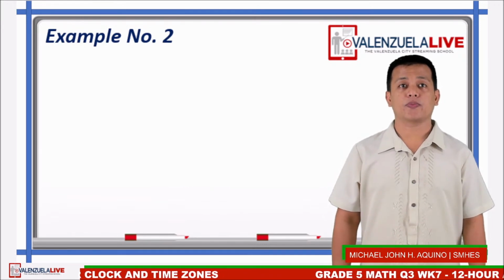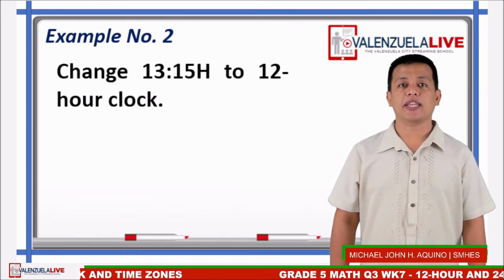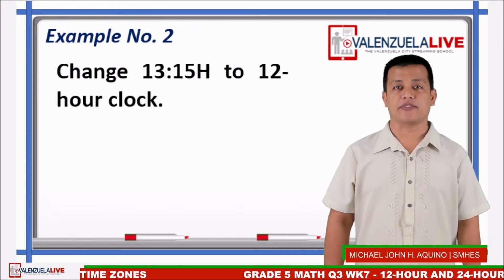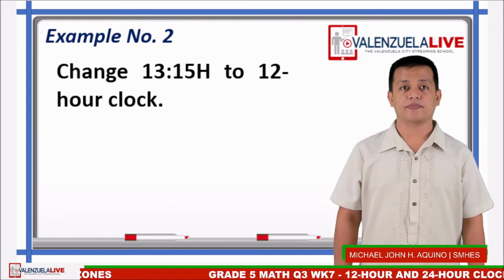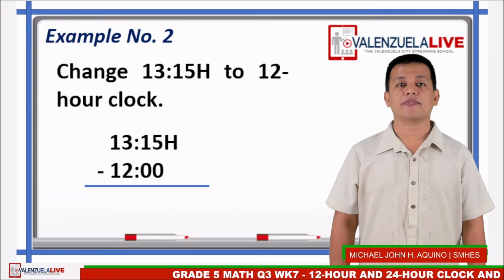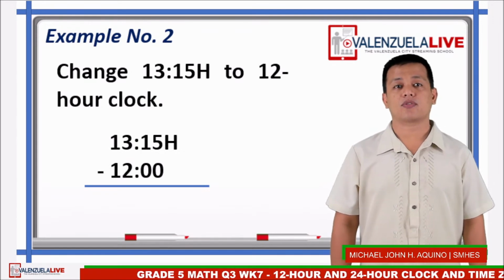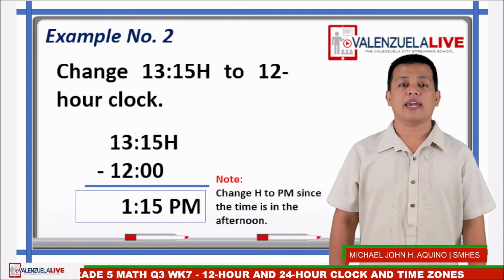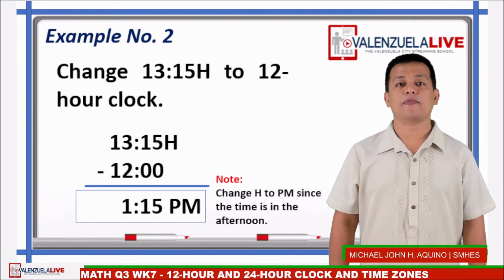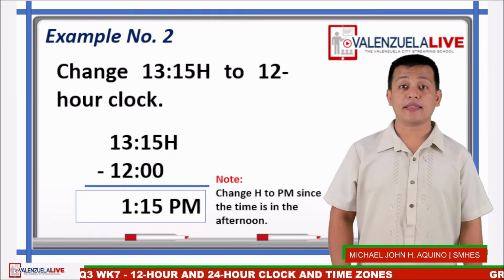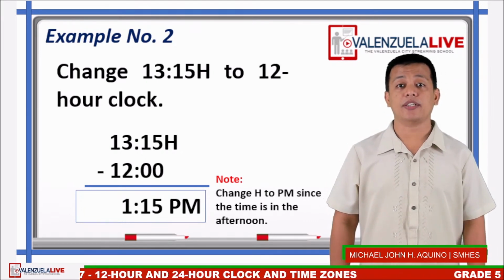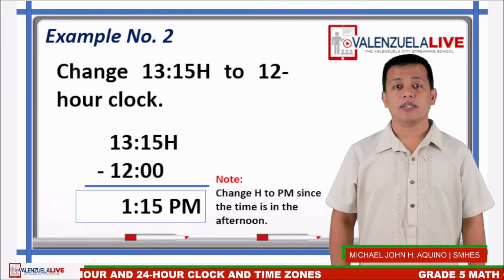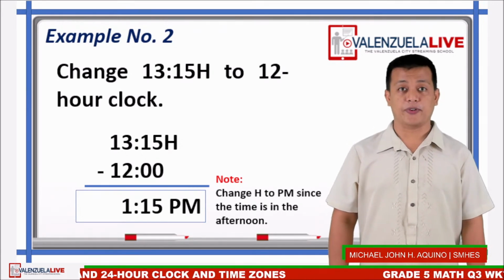Example number 2. Change 1315 hours to 12-hour clock. 13 hours minus 12 is equal to 1, and 15 minutes p.m. 1:15 p.m. Again, take note, we need to change H to PM since the time is in the afternoon.